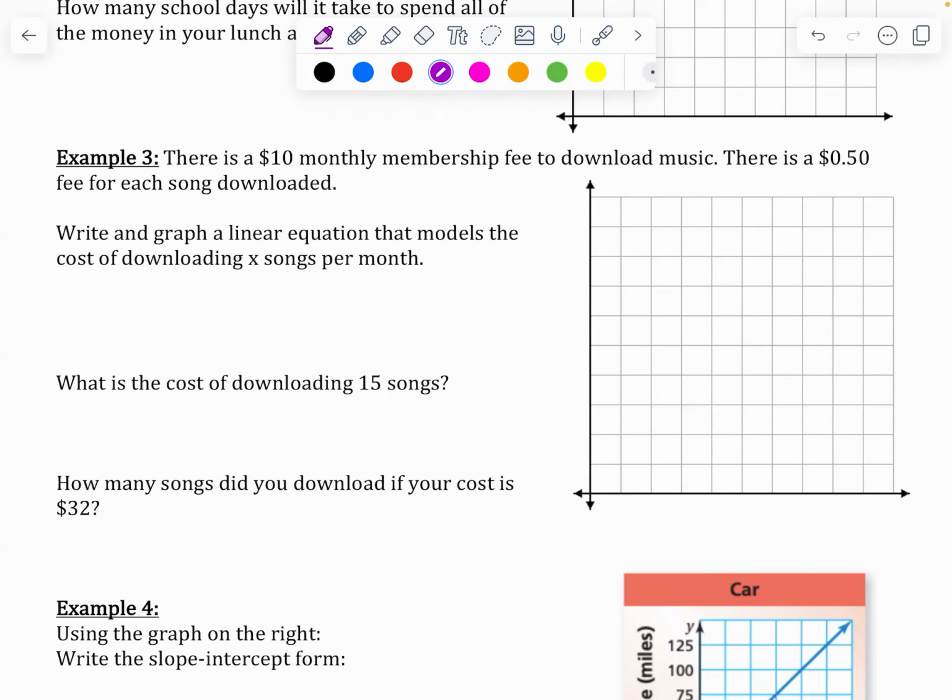There's two numbers. You have a 50-50 shot of getting it right. Is 10 the M or the B? B. We begin paying $10.